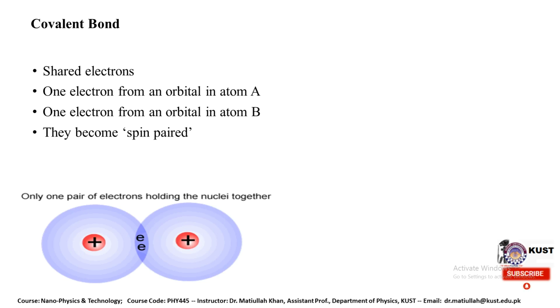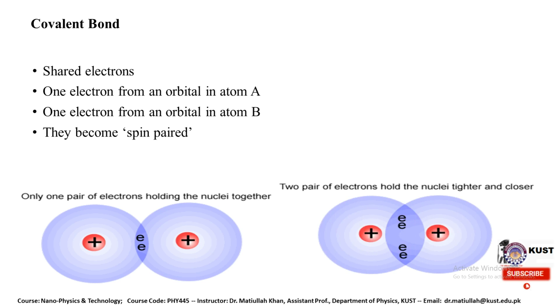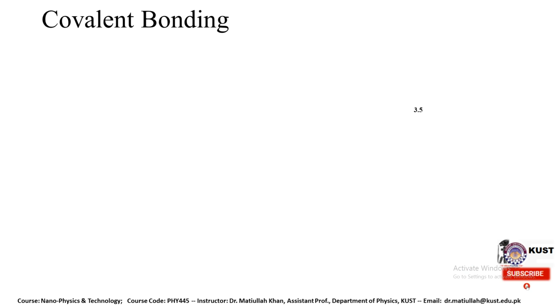Looking towards covalent bonding, if we consider 2 atoms, one represented by A and another represented by B, A can share 1 electron and B can share 1 electron, and they are paired with each other. If we compare single and double covalent bonding, in single covalent bonding only 1 pair of electrons holds the nuclei together, while in double covalent bonding, 2 pairs of electrons hold the nuclei tighter and closer together.